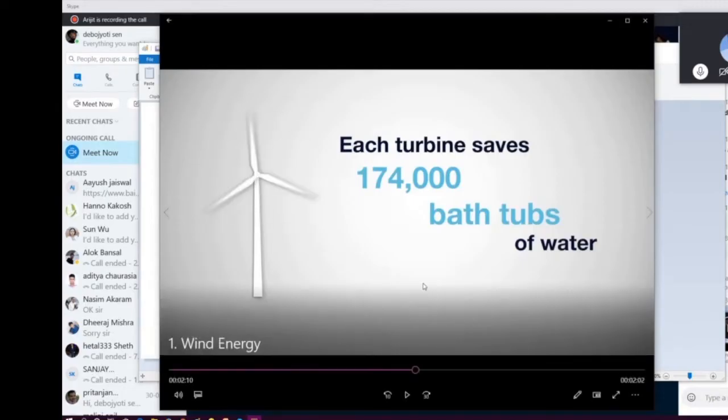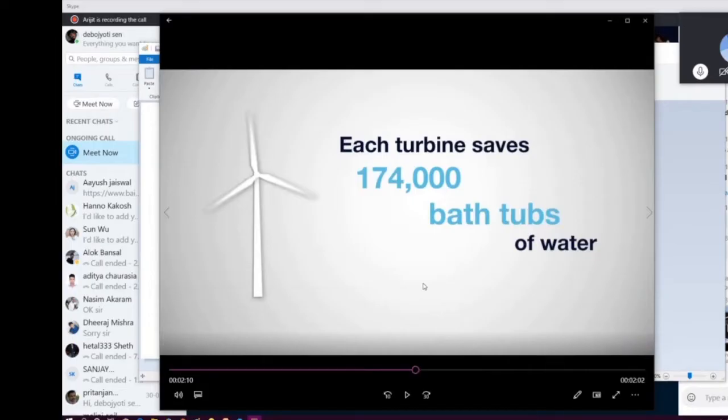On the other hand, if we look at water conservation, as wind doesn't use water, it generally saves 1,74,000 bathtubs of water a year.